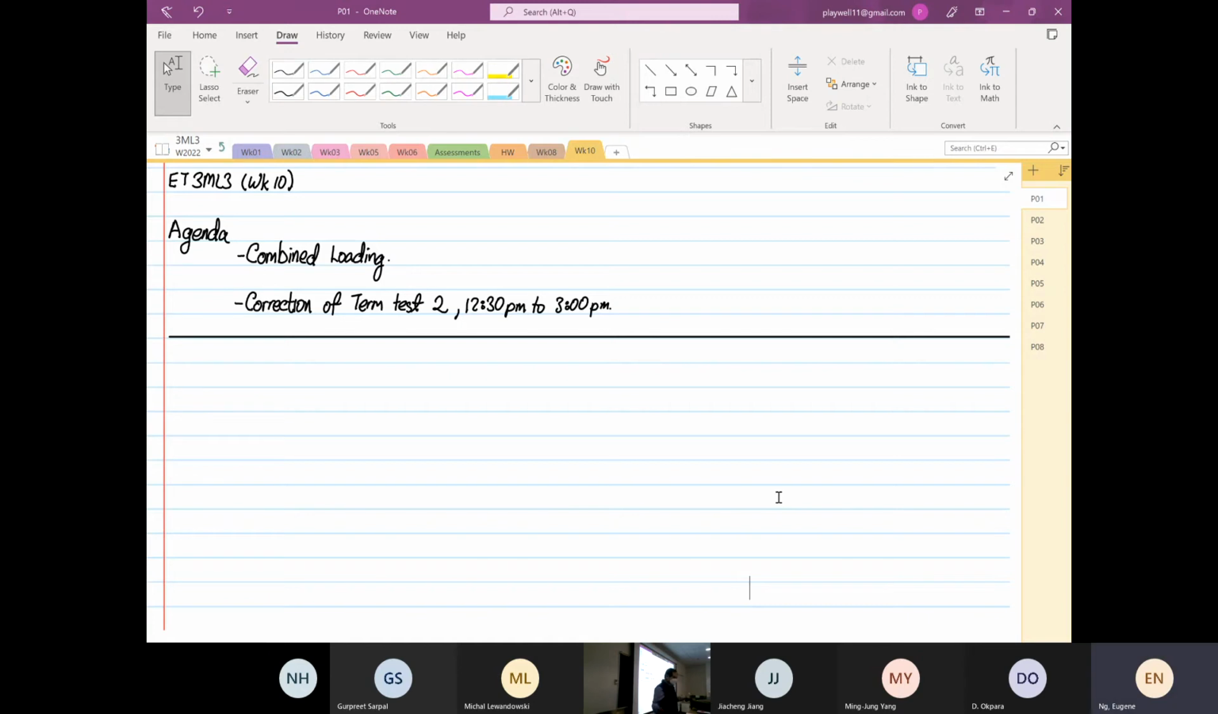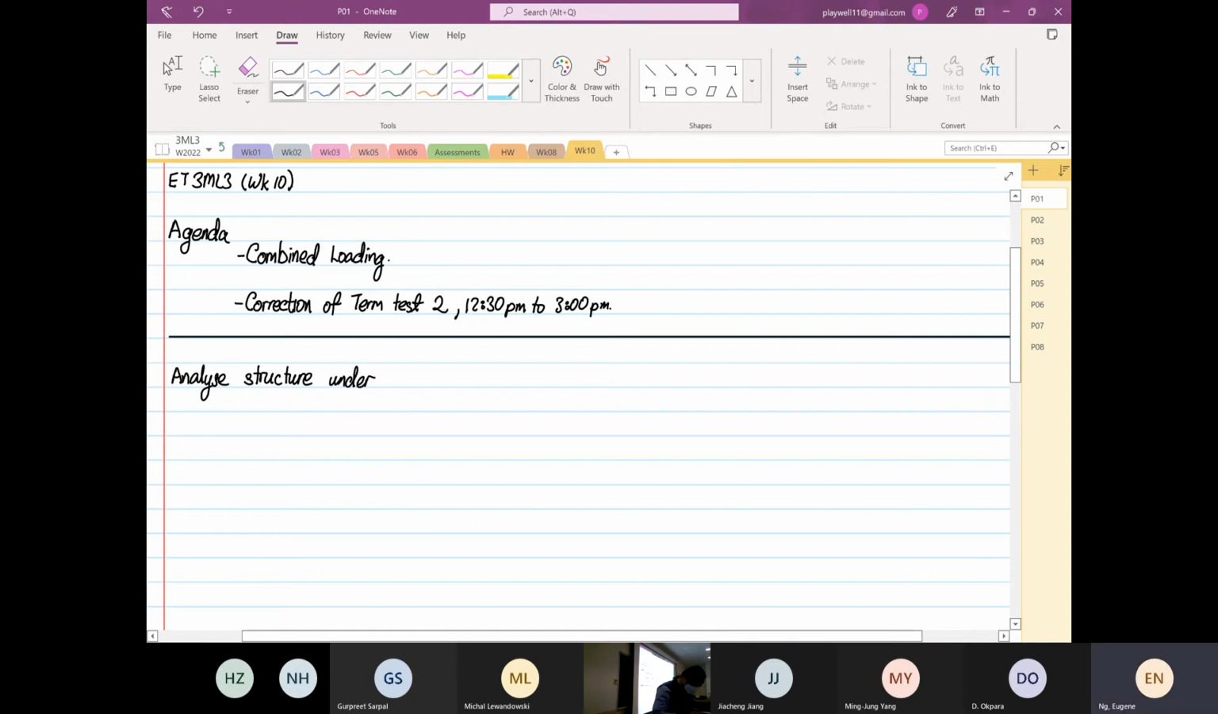So we're going to combine everything together to analyze a real structure now. This topic is to analyze structures under combined loading. So let me show you what we have learned already so far.